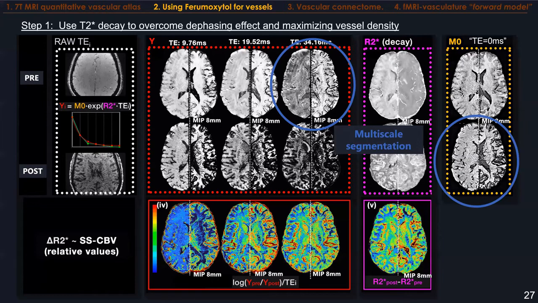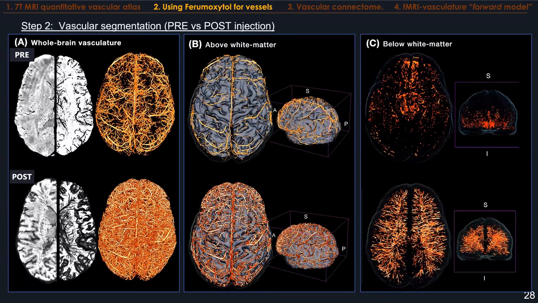So here's the resulting segmentation pre versus post injection. Here you can see the whole brain vasculature, but if you look at different areas, here's the gray matter vessels. So basically we took the white matter surface and show the vessels that are above this surface. And then if we look at the white matter vessels, you can see that before the injection, the vessels that we got were kind of disconnected. It was more related to noise. So normally when you get those vessels like this, you discard them.